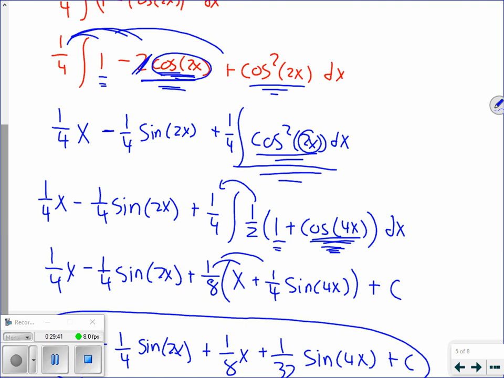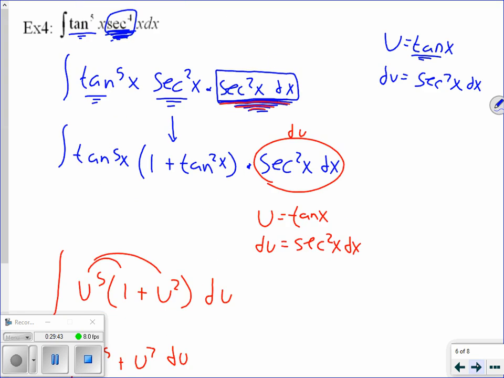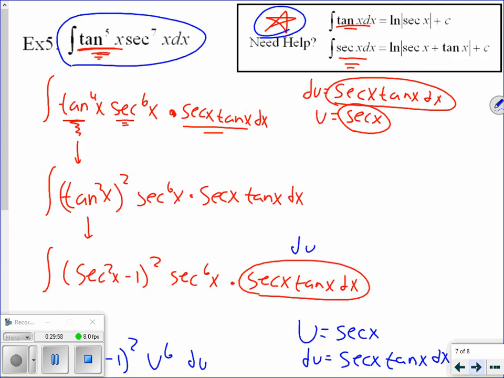Okay. And the last 2 strategies are very similar to the first strategy. If it is an even secant, you pull out the secant squared, and that's going to be your du. Everything else needs to be in terms of tan, and that's using the Pythagorean identity. And it's the same thing if you had an odd tangent. If you had an odd tangent, you're going to make your du secant and tan, so you're going to pull out a secant and a tan and get everything else in terms of secant. So you can do u substitution. Okay. So strategies 1, 3, and 4 are very similar. Strategy 2 is a little unique.